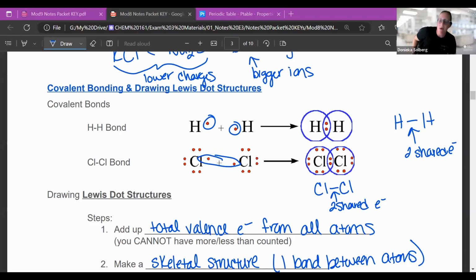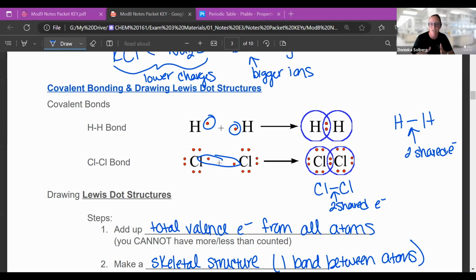Okay, now covalent bonding and drawing Lewis dot structures is actually, I think, a little bit more important, just because ionic ones are pretty easy to figure out, but the shapes of covalently bonded things and how those molecules interact are all very, very different. So we're going to start with the basics of drawing Lewis dot structures for covalent bonds.